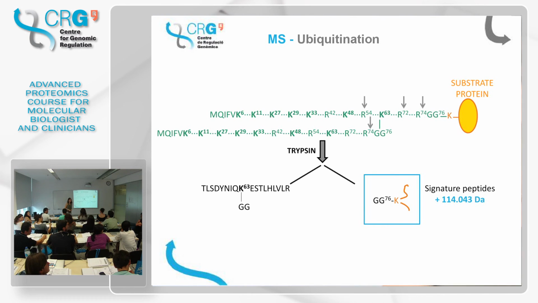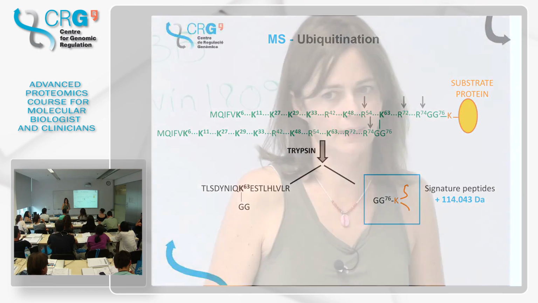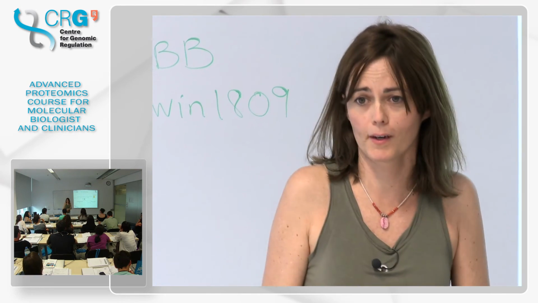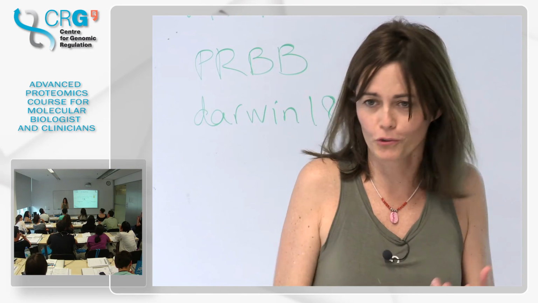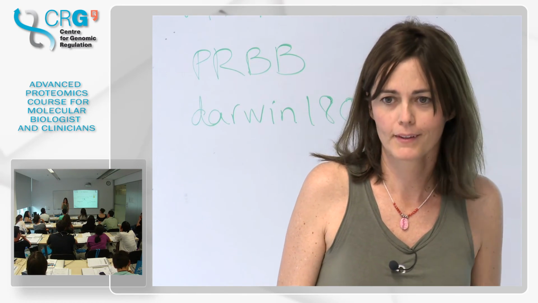You could use other enzymes? Exactly. But then your side chain also changes. Exactly. Just as if you have a protein full of lysines, ubiquitinated or not ubiquitinated, you have a problem.